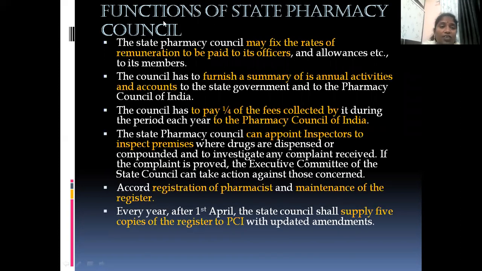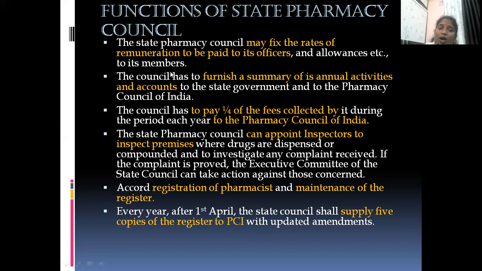Next, what are the functions of the State Pharmacy Council? It is different from the PCI. The State Pharmacy Council may fix the rates and remuneration to be paid to its officers. The council will appoint some officers, and how much salary they have to be given, and what the allowances are, all those things are fixed by the State Pharmacy Council.